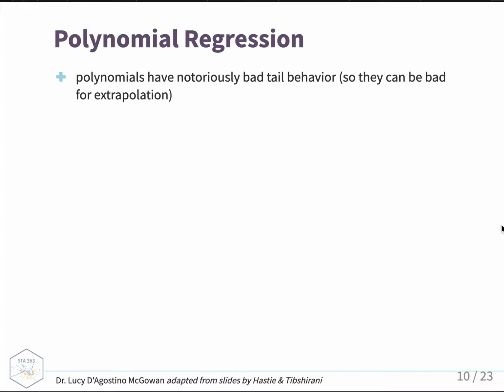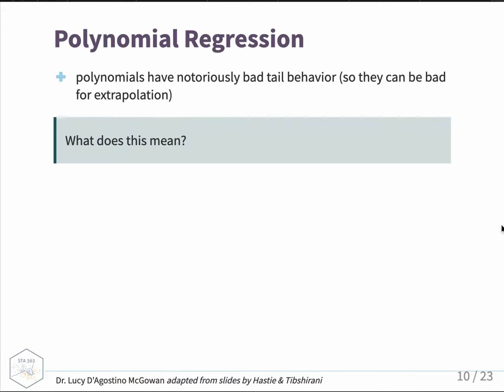So polynomials have notoriously bad tail behavior. What that means is that they can be bad for extrapolation. As you get out into the tails, if you were trying to predict a new y value for a given x value, it can be pretty off.